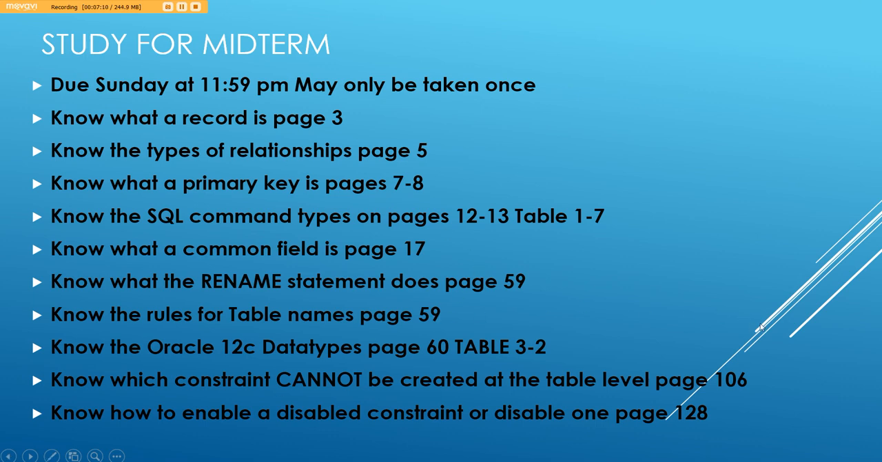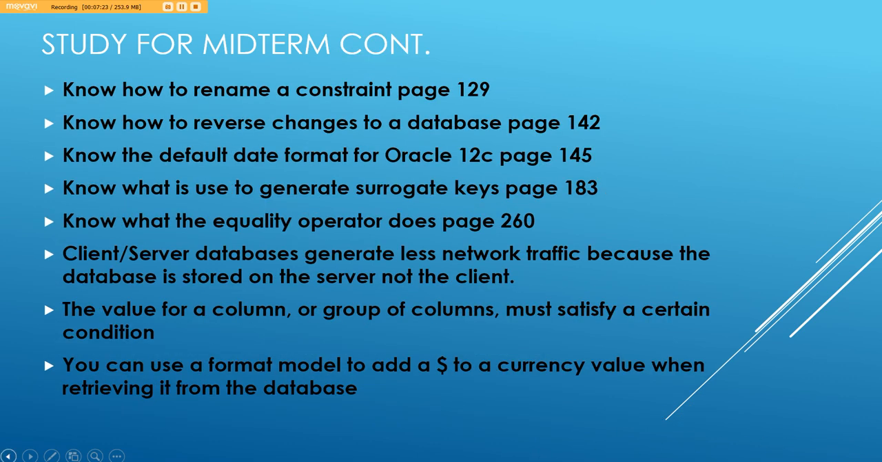Know which constraint cannot be created at the table level, page 106. Know how to enable a disabled constraint or disable one, page 128. Know how to rename a constraint, page 129. Know how to reverse changes to a database, page 142. Know the detailed date format for Oracle 12c, page 145. Know what is used to generate surrogate keys, page 183. Know what the equality operator does, page 260.